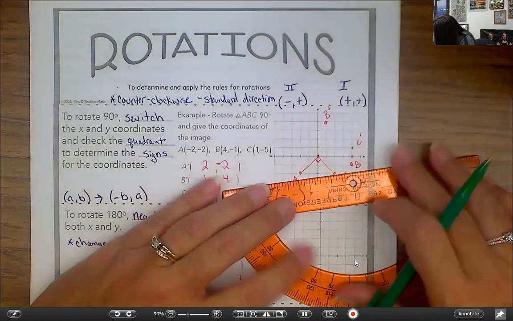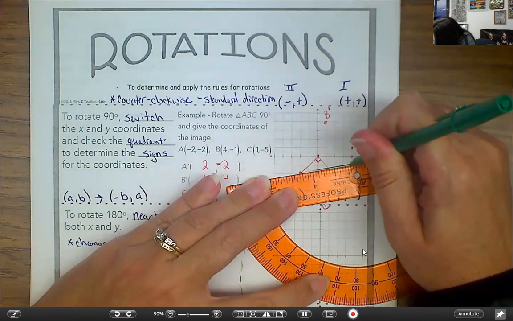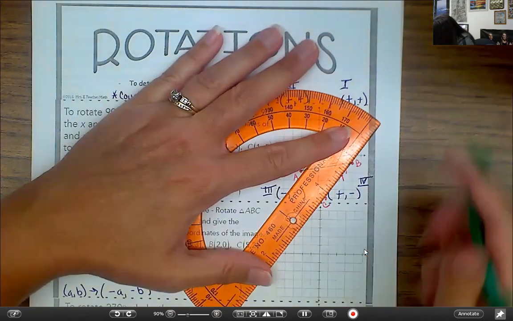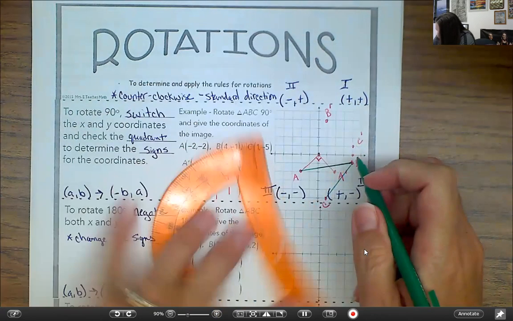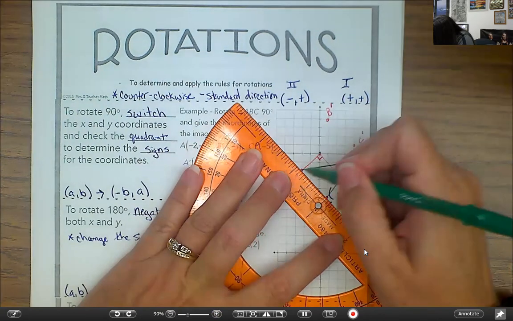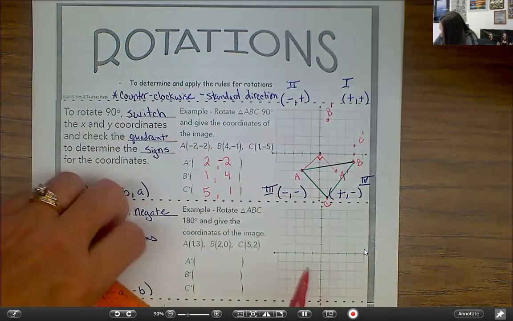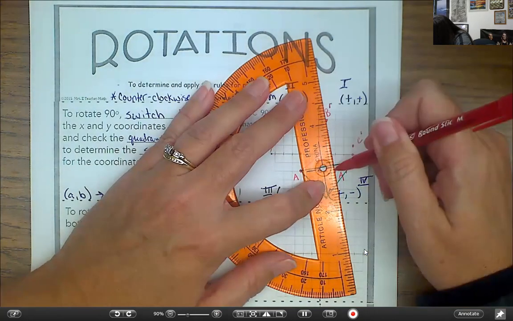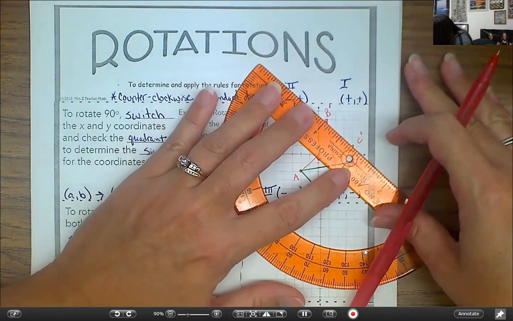So A to B to C was my original triangle here. There's the pre-image in green. And then A prime to B prime to C prime.